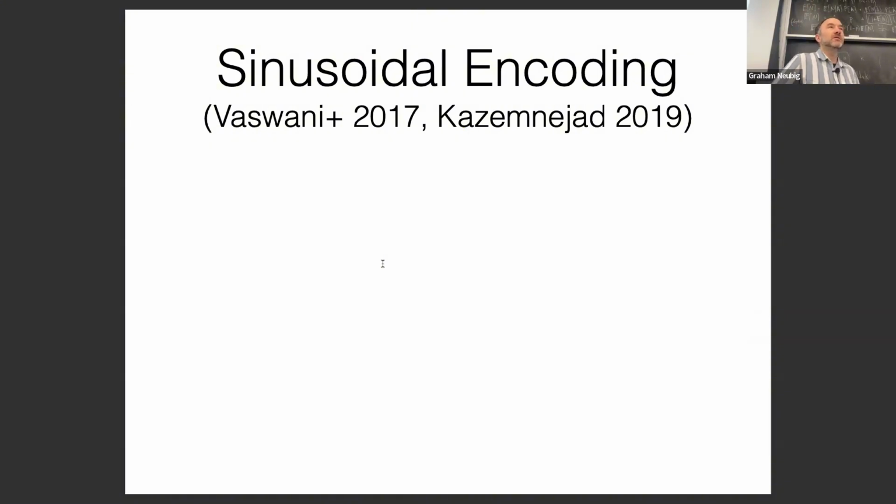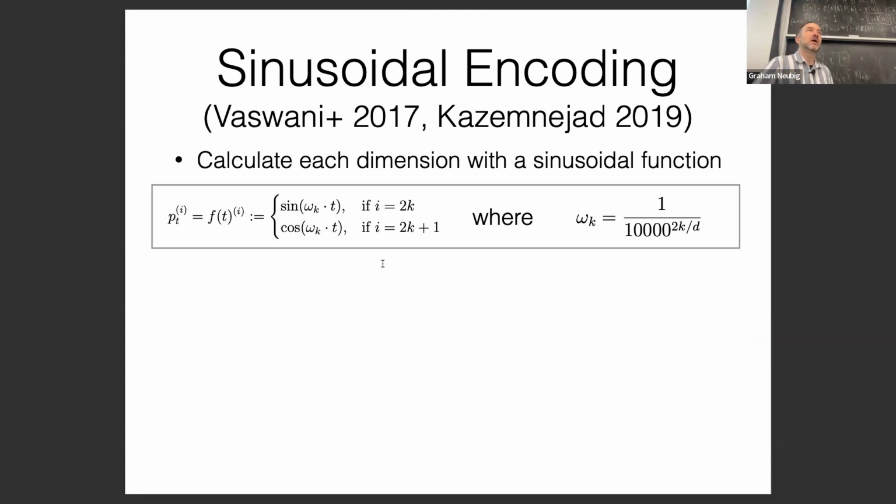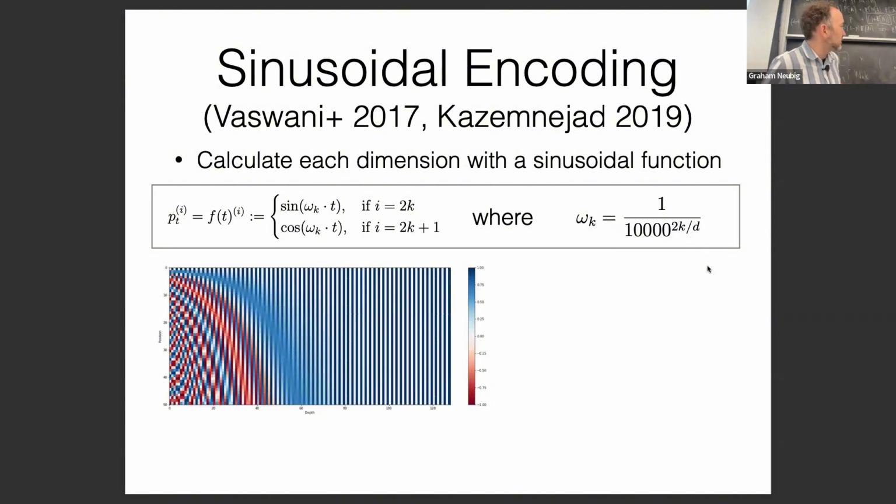So the first variety of this is called sinusoidal encoding. The way it works is you calculate each dimension with a sinusoidal function. It looks like this here. So we have the sine of this times t. And this is 1 divided by, I mean, this could be something else, but in the original paper, this is 1 divided by 10,000 exponentiated by 2k divided by d.